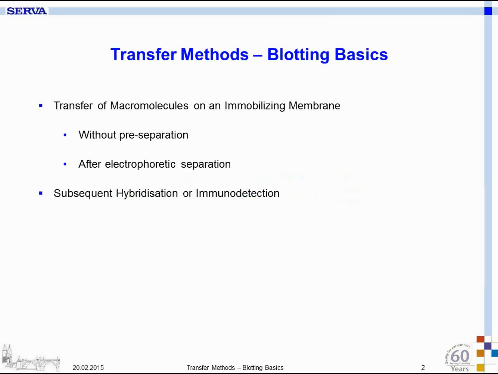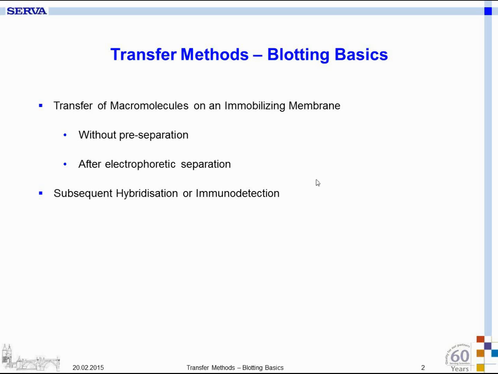So what is blotting? We understand under blotting the transfer of macromolecules onto an immobilizing membrane. The macromolecules can be DNA fragments, RNA fragments, or proteins which will stick to these membranes that we use here. There are two types of blotting. One is without any pre-separation. I will show you a slide on this very soon.